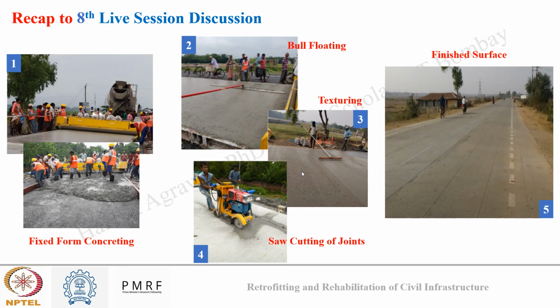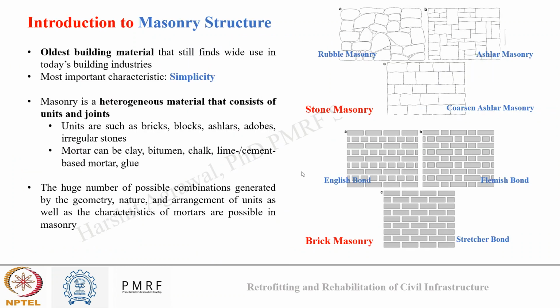This was all from last week's session. Now, in the discussion that we had till now, we have covered major concrete structures and pavement for repair and retrofitting. Today, we shall start with a new category and one of the oldest means of construction, that is masonry structures. Masonry is the oldest building material that still finds wide use in today's building industry, and the most important characteristic of masonry structure is its simplicity.